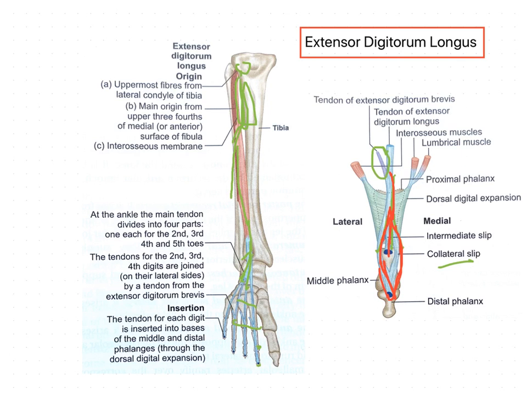So this is about the origin and insertion of the extensor digitorum longus. If you see the nerve supply, again it is supplied by the deep peroneal nerve, and it helps in the dorsiflexion of the foot and extends the metatarsophalangeal, proximal and distal interphalangeal joints of the second to fifth toes. This is the action of this muscle.